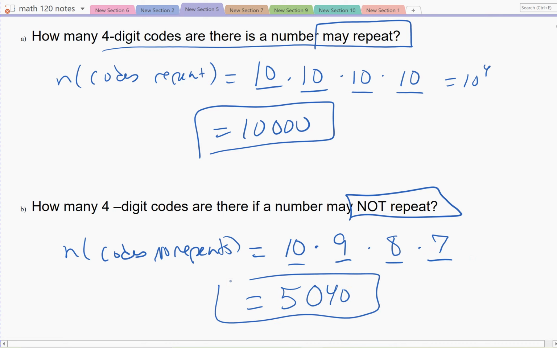And so it almost cuts it in half. It's not quite, because there's that 40 on there, but it almost cuts it in half from repeating to not repeating. So it's a big difference: between repeat, I have 10,000 options, no repeat, I have a little over 5,000 options.